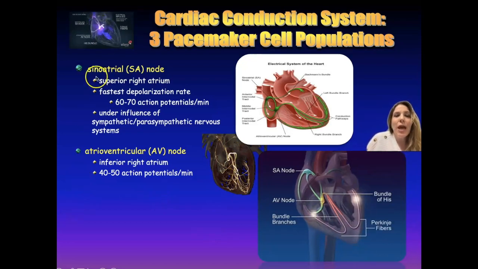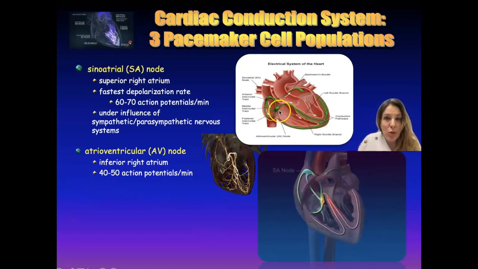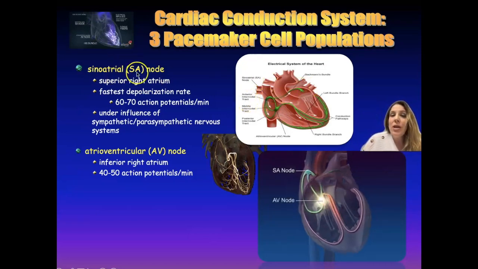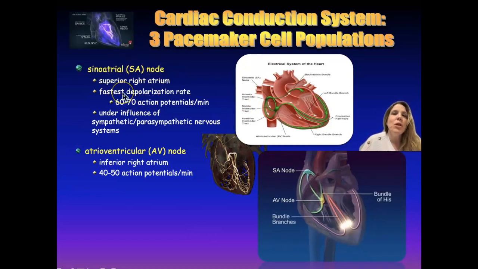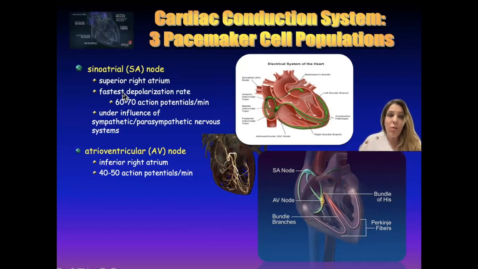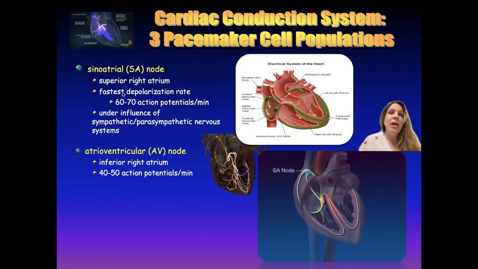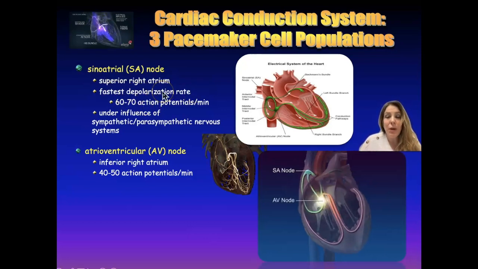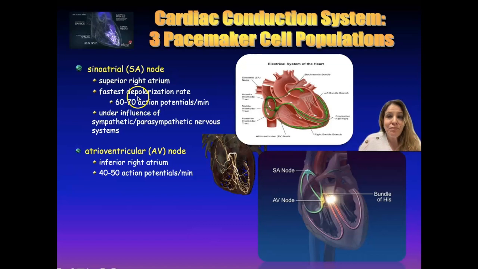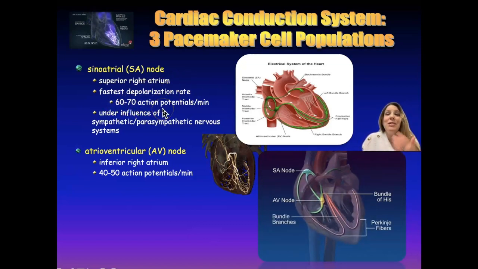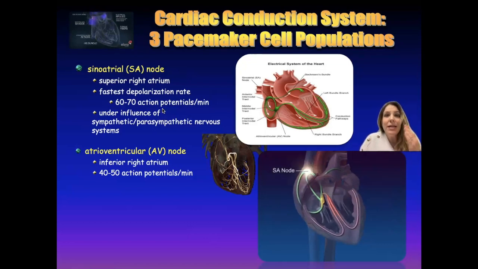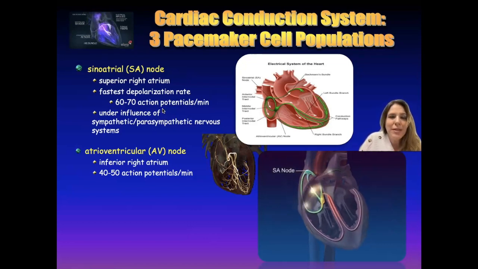So first, we have the sinoatrial node. Again, that's this first one that you see here that also branches out. So the sinoatrial node, or SA node, superior right atrium, and this is really, if all's well and there's nothing wrong with it, it's going to be the one that really sets the rhythm for the heart. It has the fastest rate of depolarization compared to the other populations of pacemaker cells. So anywhere from 60 to 70 action potentials per minute. In other words, it's setting that rate for heartbeats.